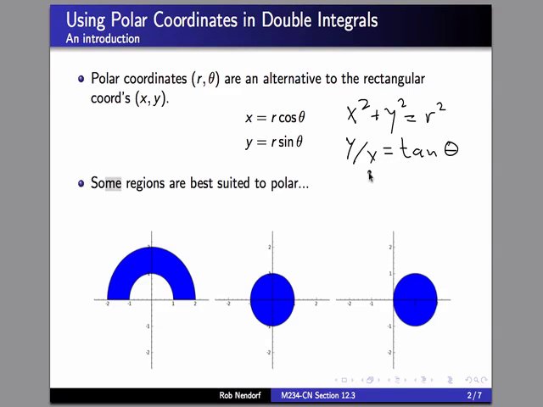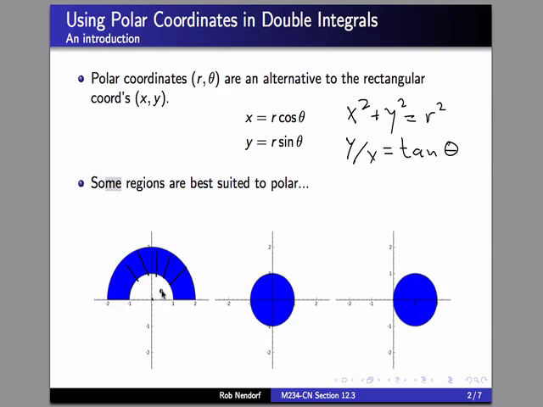So why do we use polar coordinates? Well, some regions are best suited to using this coordinate system to describe them. And usually that's the case when our regions can be easily described by rays from the origin.